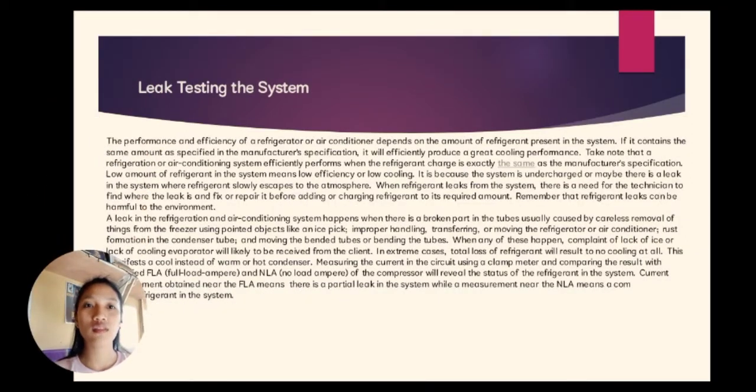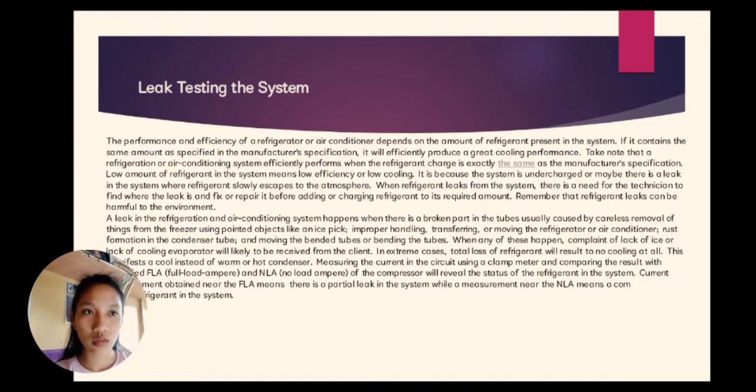Leak testing the system. The performance or efficiency of a refrigerator or air conditioner depends on the amount of refrigerant present in the system. If it is the same amount as specified by the manufacturer's specification, it will efficiently produce great cooling performance.